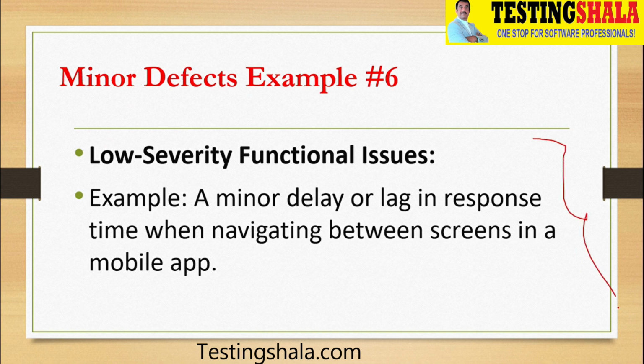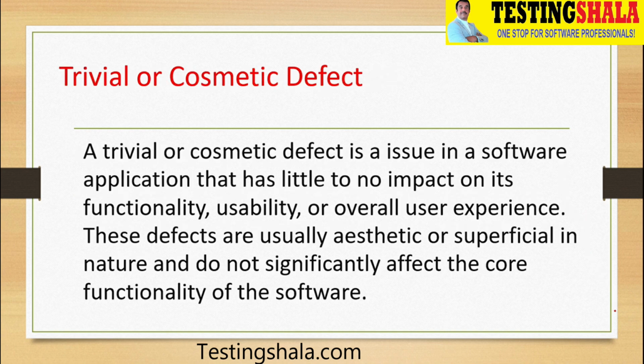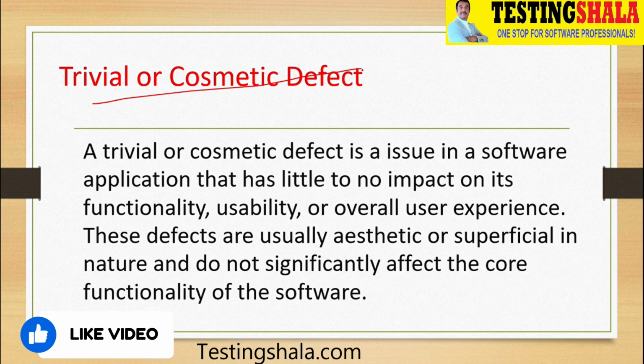And the next type of defects we have to categorize, which is the fourth category, is trivial or cosmetic. That is the fourth category. What is meant by a trivial or cosmetic defect: it is an issue in the software application that has little to no impact on its usability or overall user experience. Here the impact is very minimal, and these defects are usually aesthetic or superficial in nature and do not significantly affect the core functionality of the software. Then we will be logging under trivial or cosmetic defects.